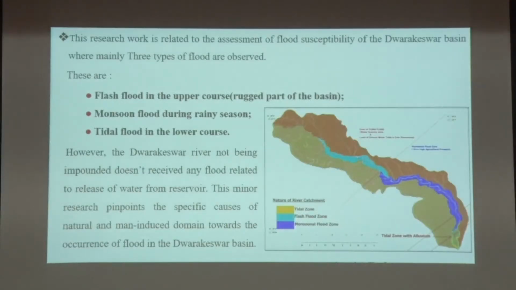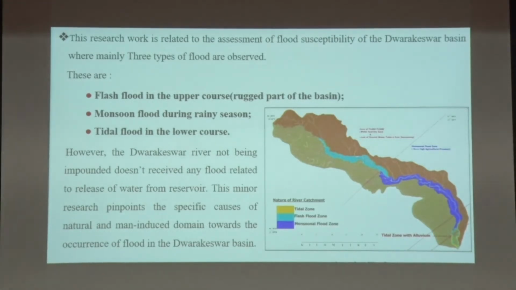So next the question will come, why Darukeshwar River? We can say that Darukeshwar River is a proper example of a tropical river basin which receives a huge amount of rainfall during the monsoon period, and in the rest of the periods it remains dry. Besides this, we can see three types of flood in the Darukeshwar River Basin: flash flood in the upper course, monsoon flood in the middle course, and tidal flood in the lower course.